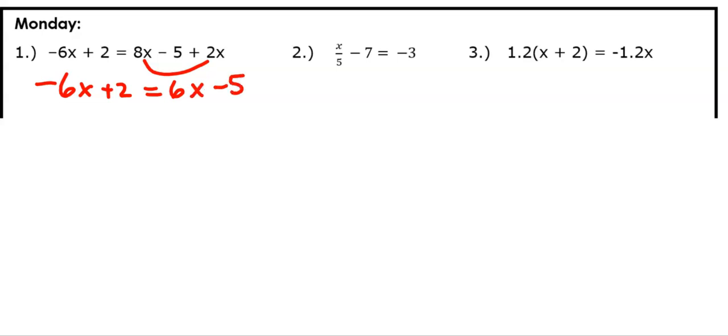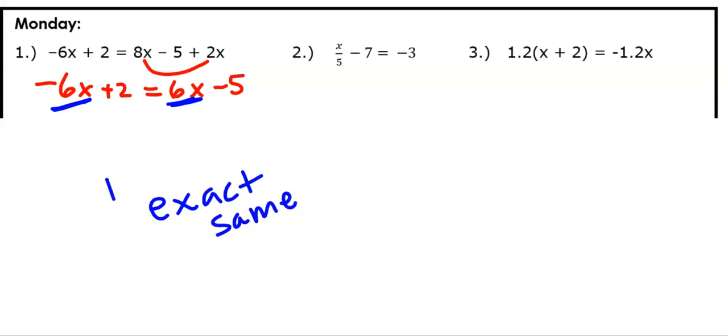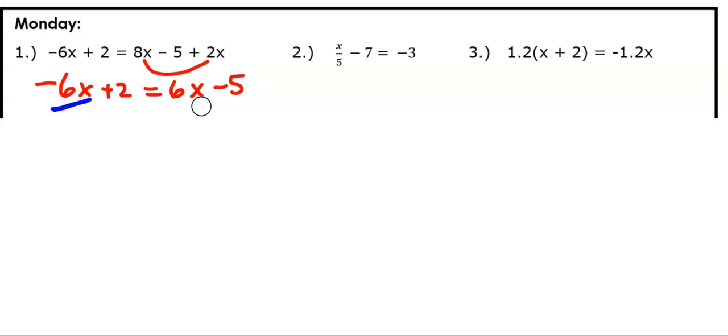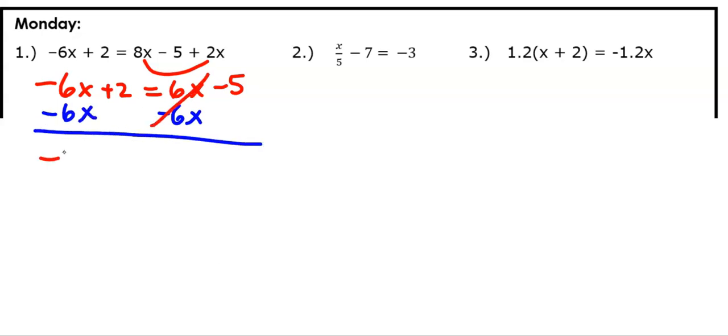When I do that, I notice something. These x terms are somewhat similar, but they are not exactly the same. So that means that I have an actual solution. I do need to keep solving this problem. They are not exactly the same, so I do not have a special solution, because if I were to subtract 6x from both sides, it would not cancel out on both sides. I would get a negative 12x plus 2 equals negative 5. So I'm going to keep going here.